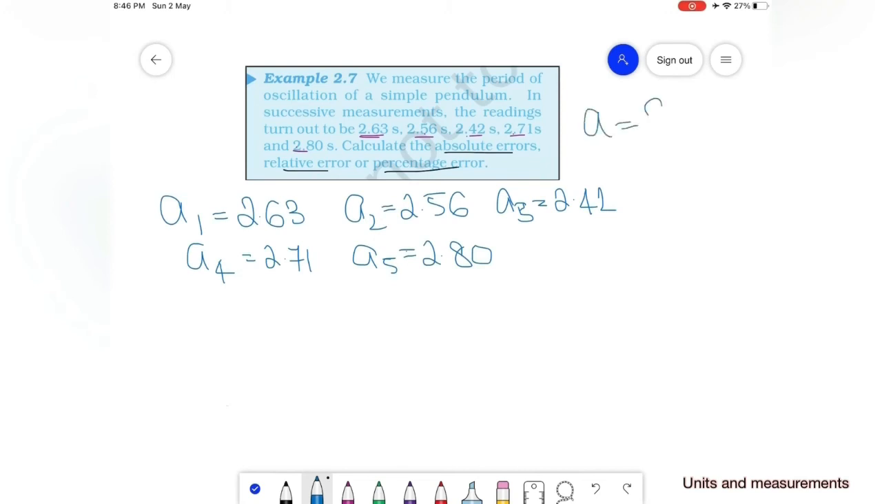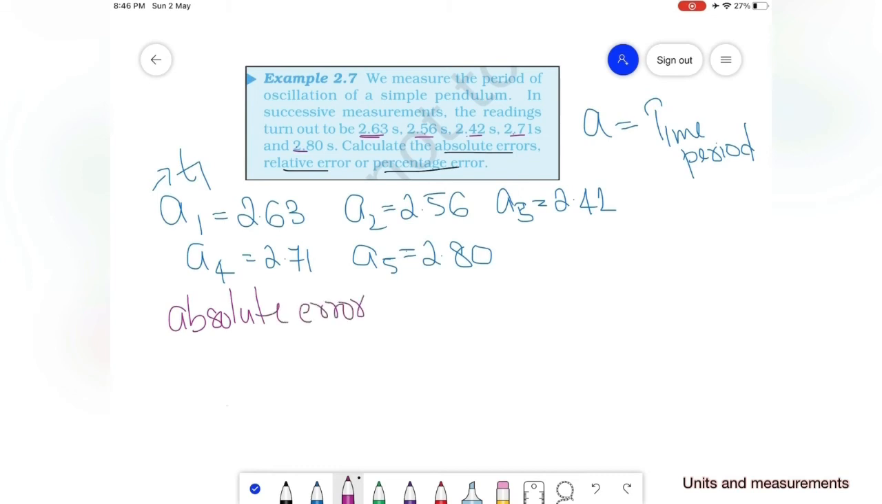There's 5 values here. Now this A is equal to T, time period, because they've asked we measure the period of oscillation. So what you have to find here is the mean time period. Okay, so we're finding A mean or T mean. The mean of the time period. That is what you're trying to find here. So since we've already learned A mean, we'll be using that right now.